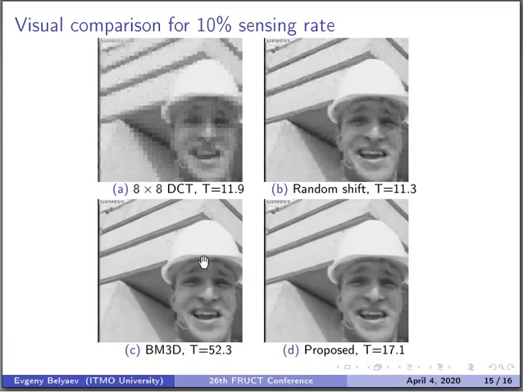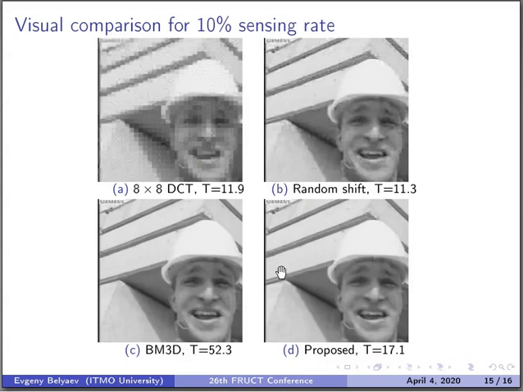This image corresponds to the case when we are applying BM3D at each iteration. You can see that it provides much higher quality of reconstruction, but it takes 52 seconds in MATLAB. Here we need to notice that the BM3D used here is already accelerated using different techniques.